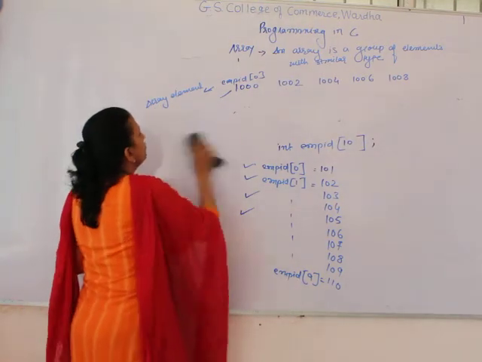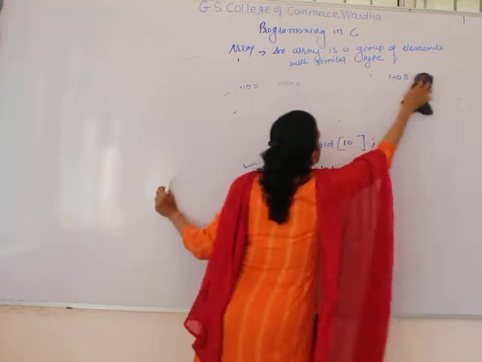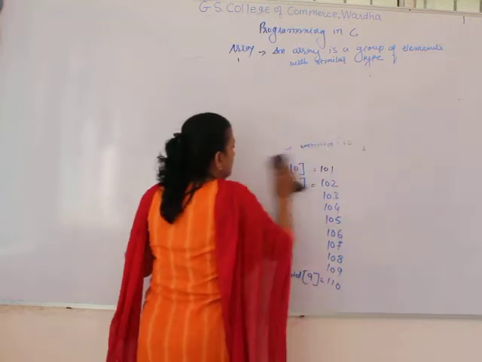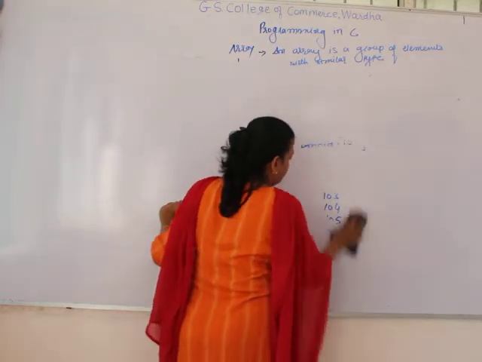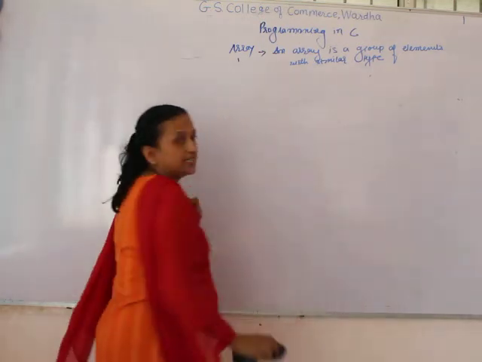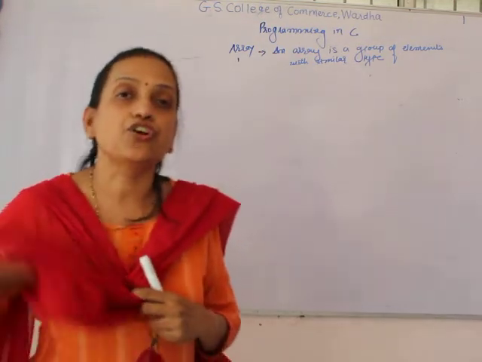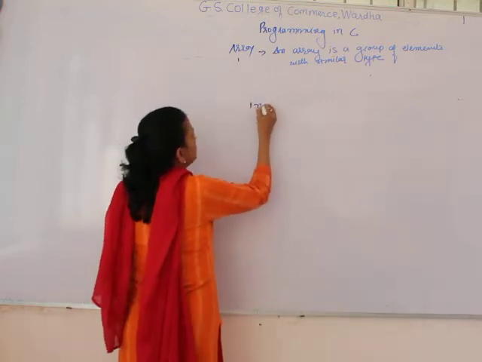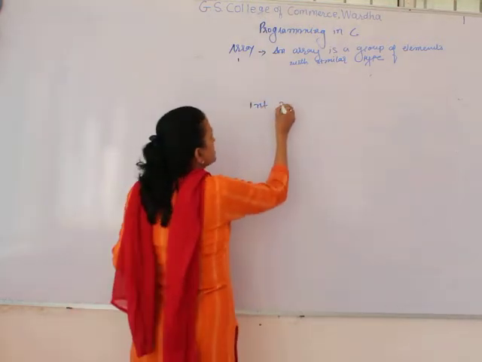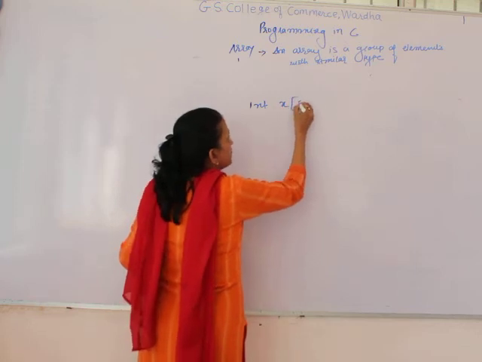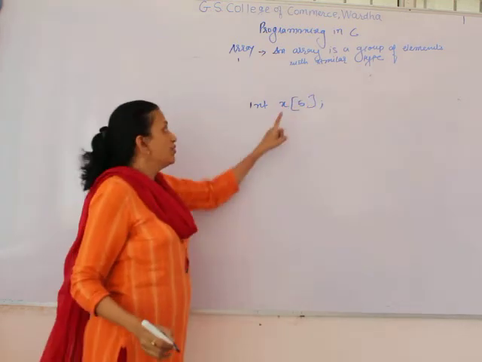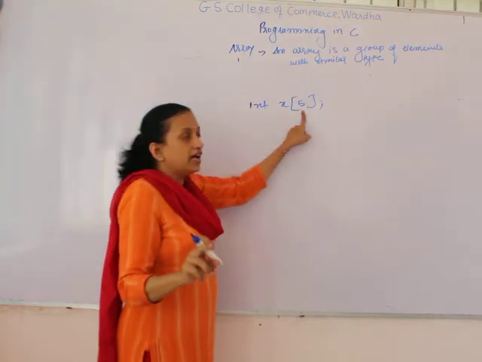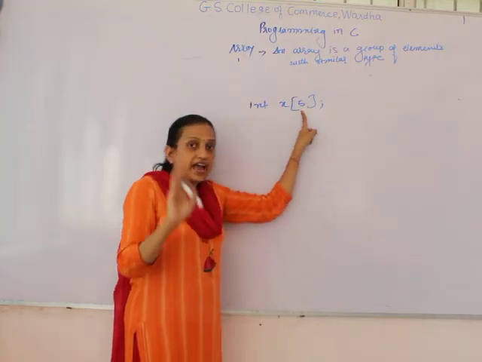Now let us have a look at the declaration and initialization of an array variable. Suppose you declare int x of 5. Here x is an array variable and 5 is the size of your array elements.